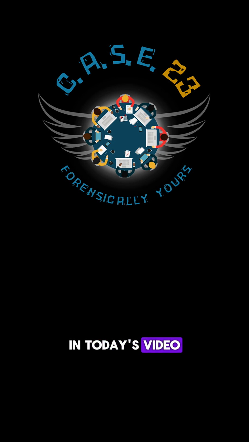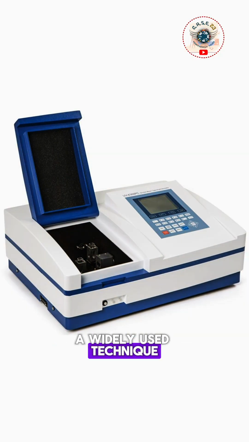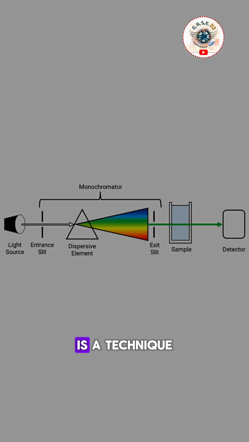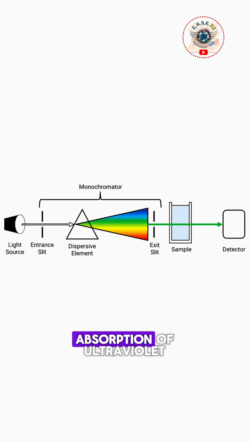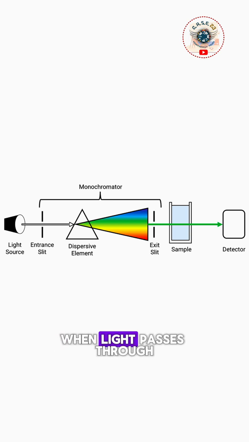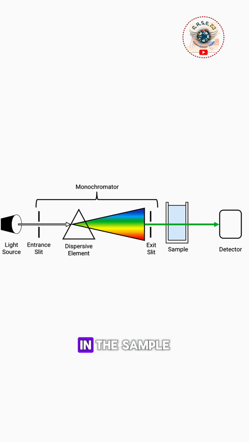In today's video, we will be exploring UV visible spectrophotometry, a widely used technique in analytical chemistry and forensic science. Let's get started. UV visible spectrophotometry is a technique used to measure the absorption of ultraviolet and visible light by a chemical substance. When light passes through a solution, some wavelengths are absorbed while others pass through. This absorption gives us valuable information about the concentration and identity of the substance in the sample.